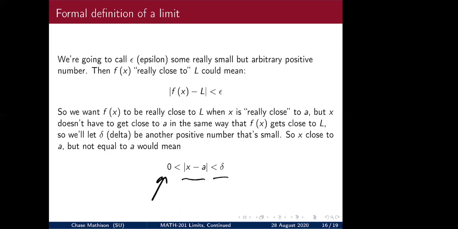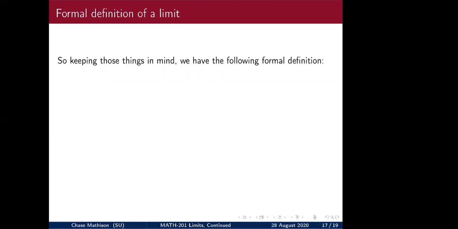So this guy says the absolute value of f of x minus L is less than epsilon. That tells me that f of x is close to L. How close? It's within epsilon units vertically. This tells me that x is close to a. How close? It's within delta units. Okay? So this is what we mean by closeness. So keep that in mind when we look at the formal definition of a limit.